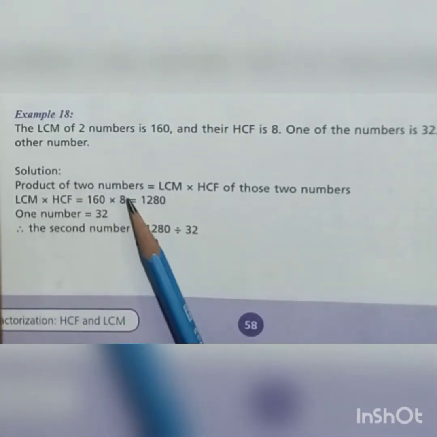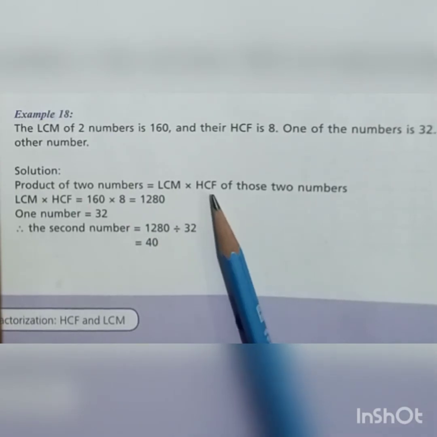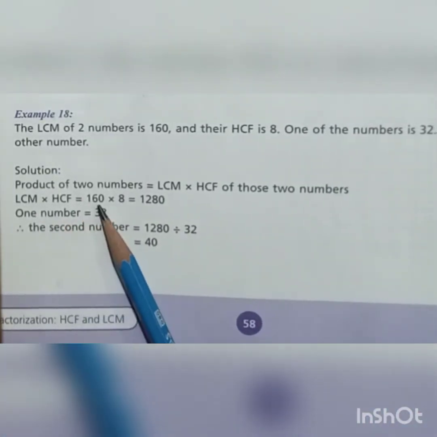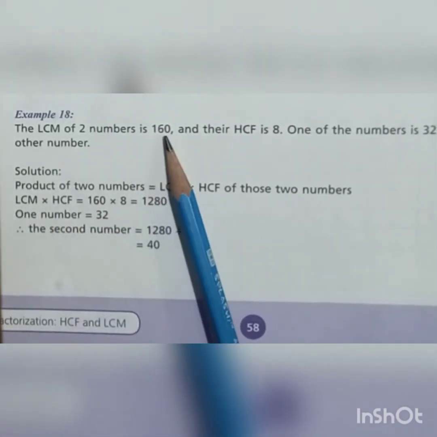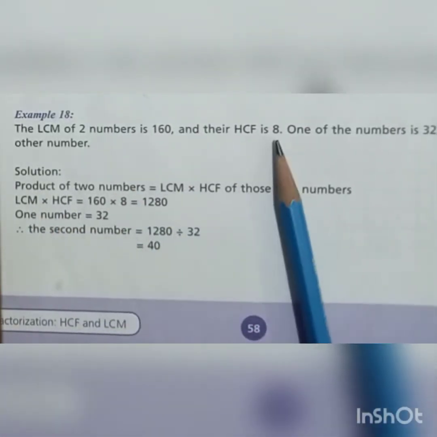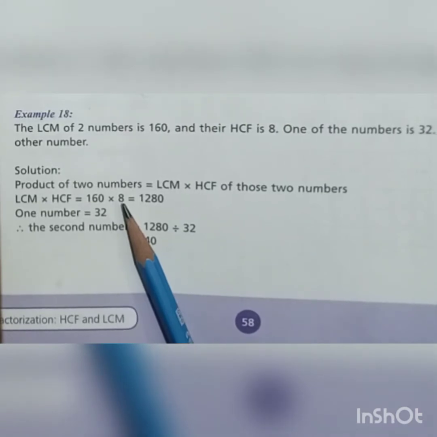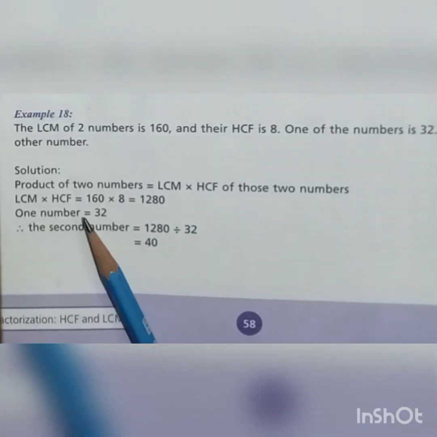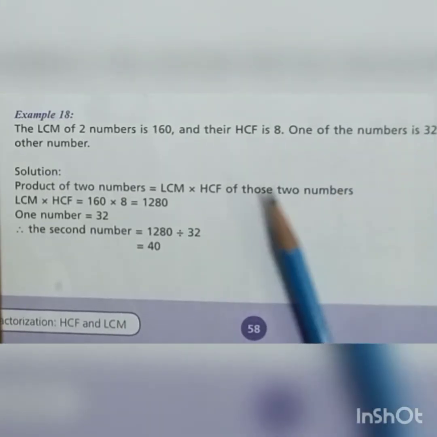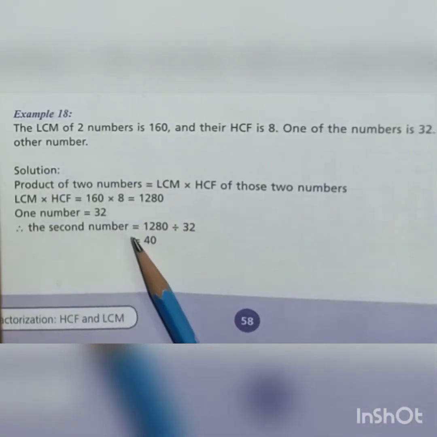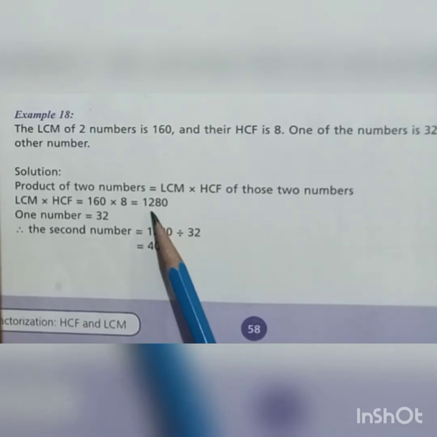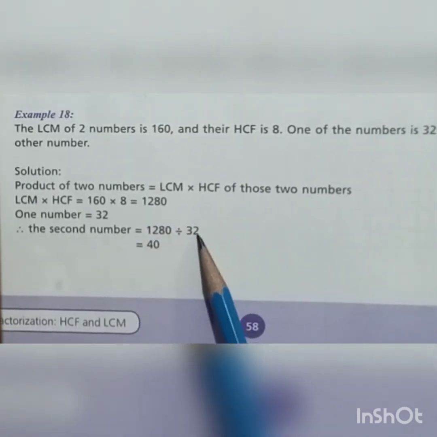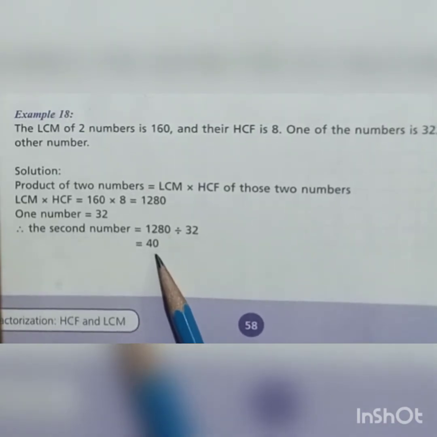That is, product of two numbers is equal to LCM multiplied by HCF of those two numbers. As we know that LCM is equal to 160 and HCF is equal to 8, so the product of LCM and HCF is equal to 1280. Now the one number that is given in the question is 32 and we have to find the second number. In order to find the second number, divide this value 1280 by 32 and the answer will be 40. That is the second number.